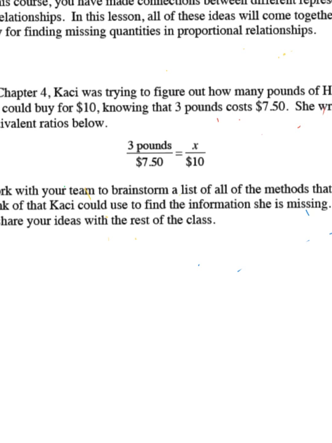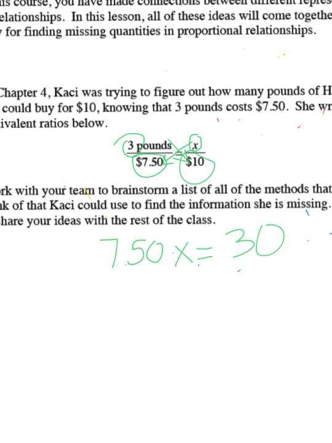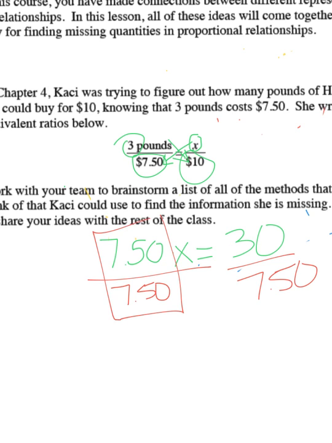You are multiplying crossways. So I'm going to multiply x times 750 and 3 times 10 to make myself an equation. x times 750 would be 750x. 3 times 10 would give me 30. And then my last step would be to do the opposite of multiplying by 750, which is divide by 750. This would cancel, and 30 divided by 750 is 4.